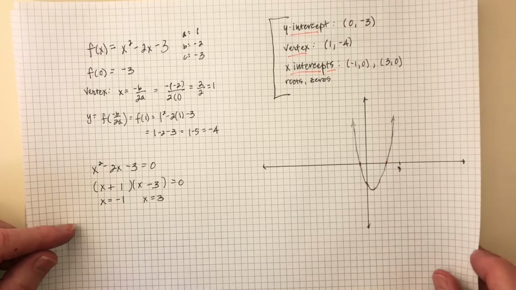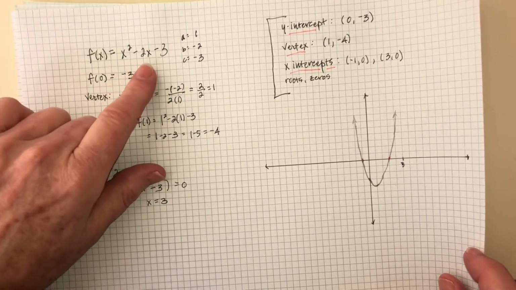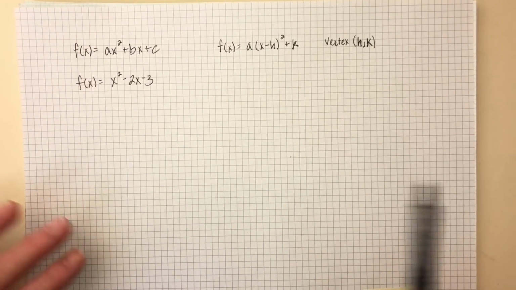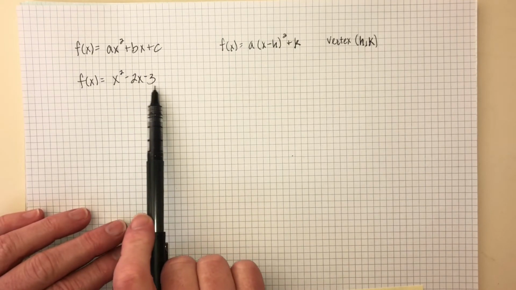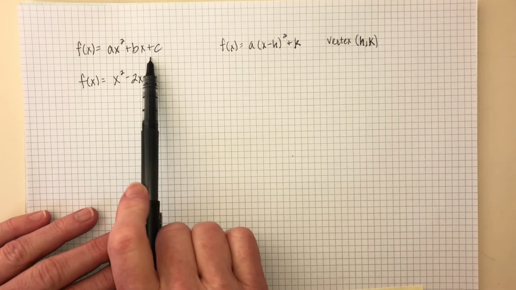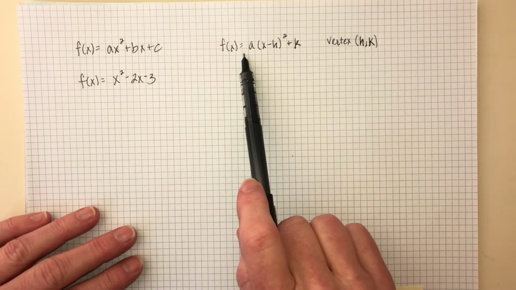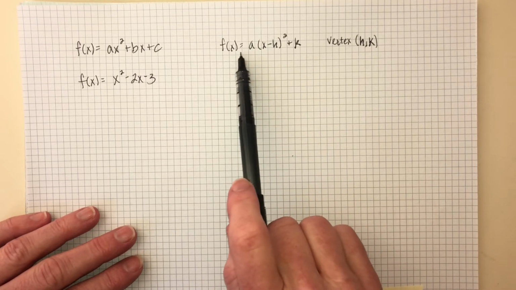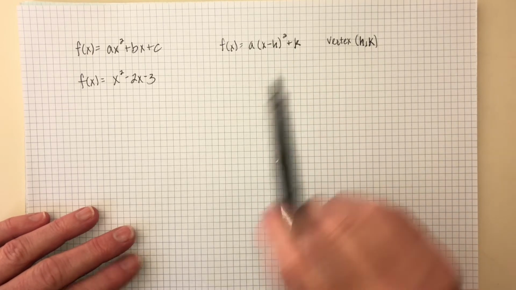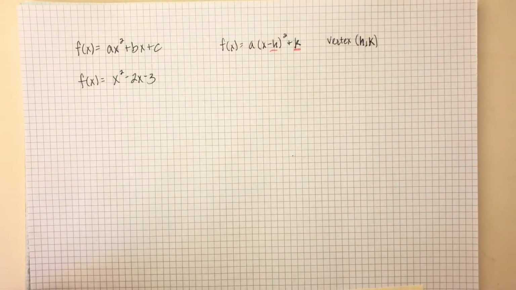Now sometimes you'll see a different form of the equation, or you'll be asked to convert something like this to vertex form. So let me show you what that's about. Okay, so here we've got this is the equation we've been working with right here, and the general form of that is ax squared plus bx plus c. You can convert this into a format called the vertex form, which is f of x equals a times x minus h quantity squared plus k, where h, k, these guys here and here, give us the vertex.